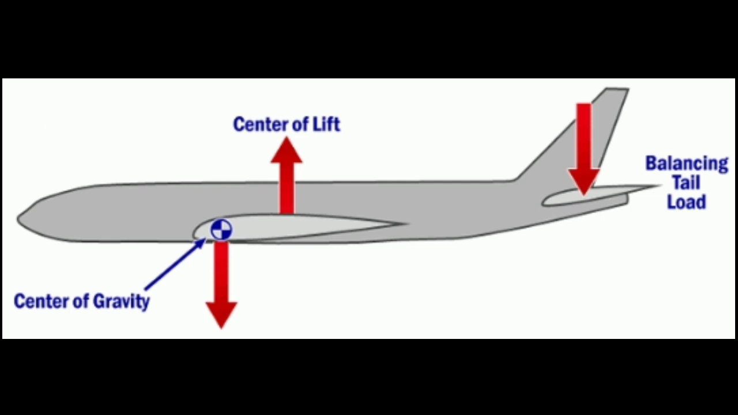An aircraft is safe to fly only if it lies within the limits of the CG. All the pitching, rolling and yaw moments happen about the CG point.